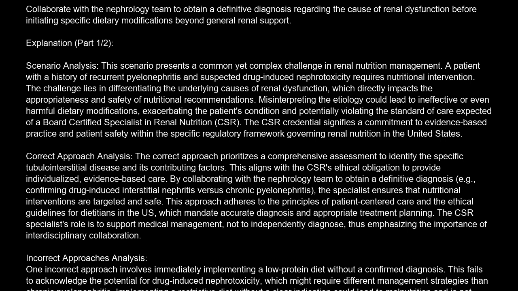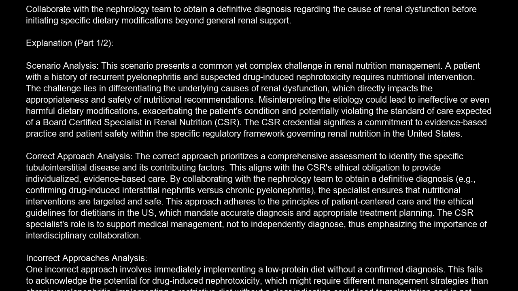Explanation. Scenario analysis. This scenario presents a common yet complex challenge in renal nutrition management. A patient with a history of recurrent pyelonephritis and suspected drug-induced nephrotoxicity requires nutritional intervention. The challenge lies in differentiating the underlying causes of renal dysfunction, which directly impacts the appropriateness and safety of nutritional recommendations. Misinterpreting the etiology could lead to ineffective or even harmful dietary modifications, exacerbating the patient's condition and potentially violating the standard of care expected of a board-certified specialist in renal nutrition.